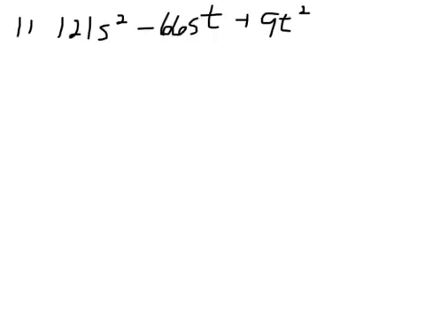Number 11, 121s squared minus 66st plus 9t squared. There's a long, hard way to do this one, and then there's an easy way. And we're going to try to learn the easy way. If you look, these first and last numbers are squares, okay? What do you square to get 121? You square 11. And what do you square to get s squared? You square s. Now look at the last term. What do you square to get 9? You square 3. What do you square to get t squared? You square t.